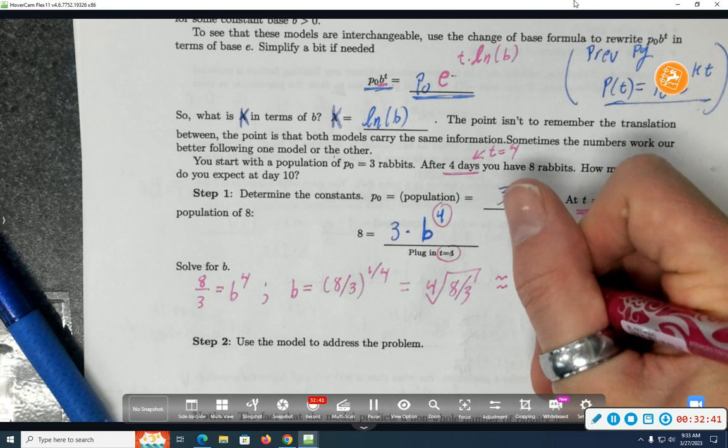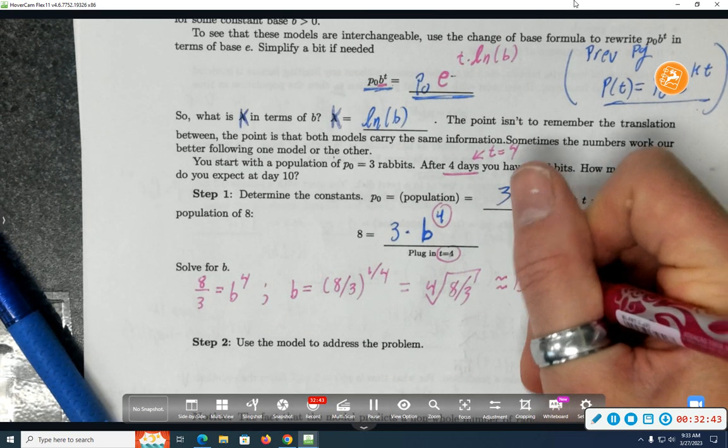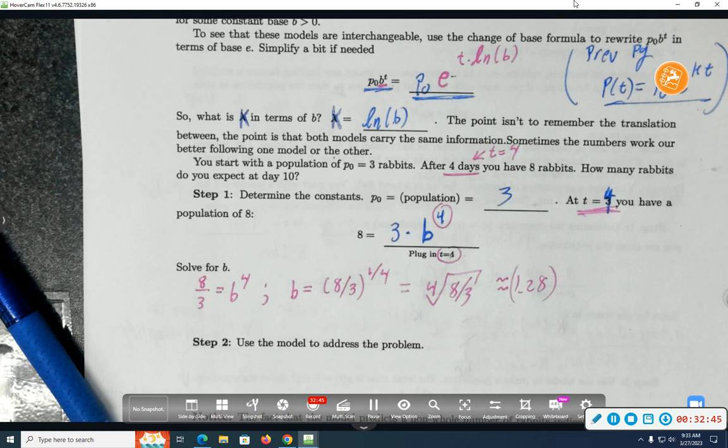1.28. And I'm putting that in parentheses because I don't think I'm going to use that later in the problem. I'll have that for now.